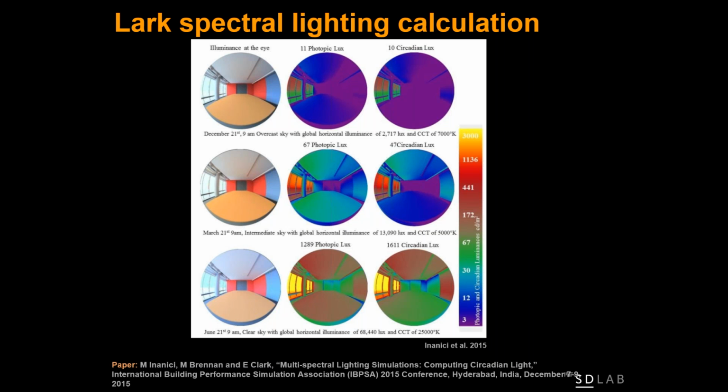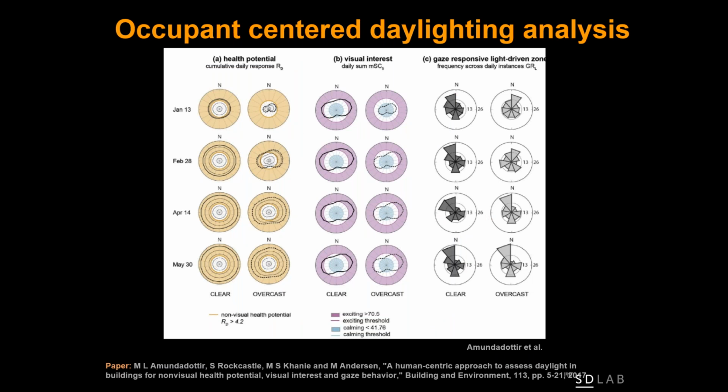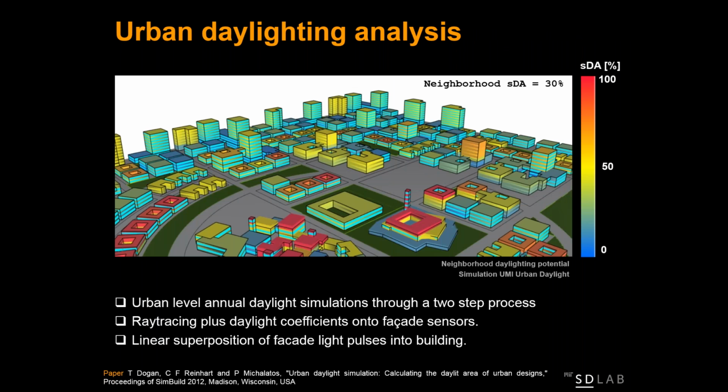So this offers a whole new area of research, trying to understand how I can combine both the visual effects of light on the human body as well as the non-visual effects. This is very exciting. Work that shows where this occupant-centered approach to daylighting goes was just published out of École Polytechnique Fédérale de Lausanne, Marilyne Andersen's lab, where her group looked at 3 different components, such as the health potential, the visual interest, and gaze response driven lighting within zones, trying to really zoom in and understand how occupants are going to feel within a space in a positive way as well.